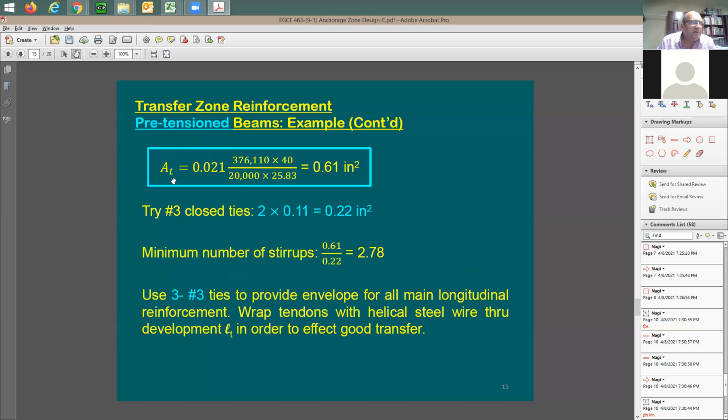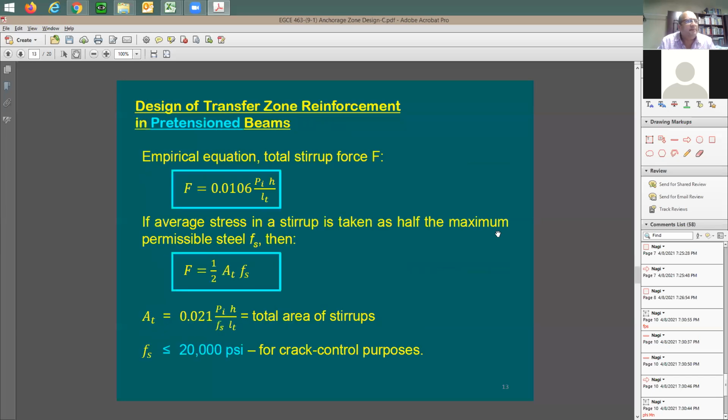If you look at this combination of the two equations that we have looked at, here's one equation: F is going to be equal to 1% of PI times H divided by L sub T. And if you want to find out this AT, AT is going to be equal to the force, which is this equation here, times 2 divided by Fs. So this equation gives you the total amount of cross-section area of the ties or the stirrups based on PI, the height, Fs, the 20 KSI, and the length of transfer.